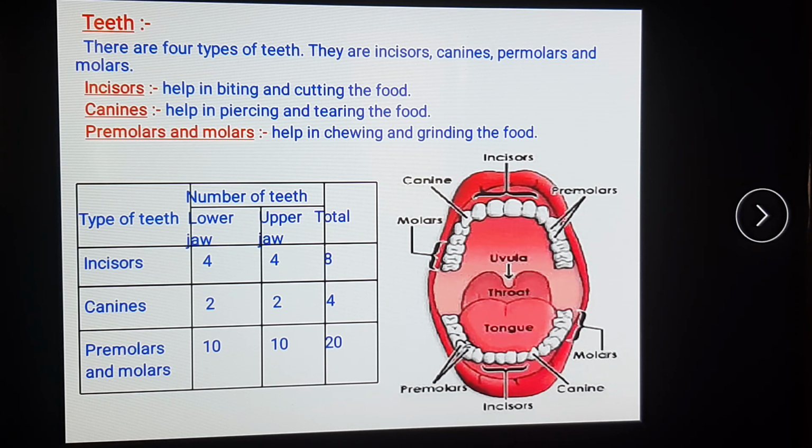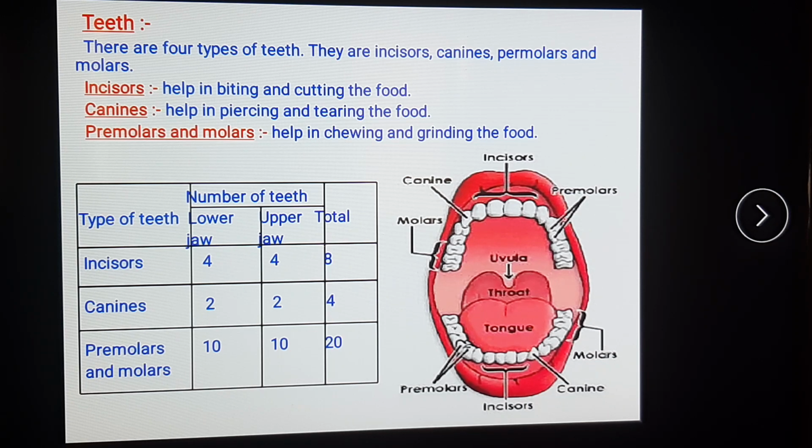Canines help in piercing and tearing the food. In the case of flesh, animals use the canines to pierce and tear the flesh. Premolars and molars help in chewing and grinding the food into fine particles. So the food particles get chewed and ground by these premolars and molars.